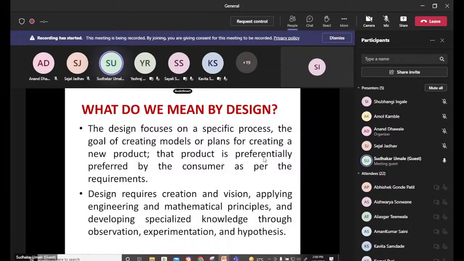That product is preferentially prepared by the consumer as per the requirements. Design requires creation and vision, applying engineering and mathematical principles and developing specialized knowledge through observation, experimentation, and hypothesis.